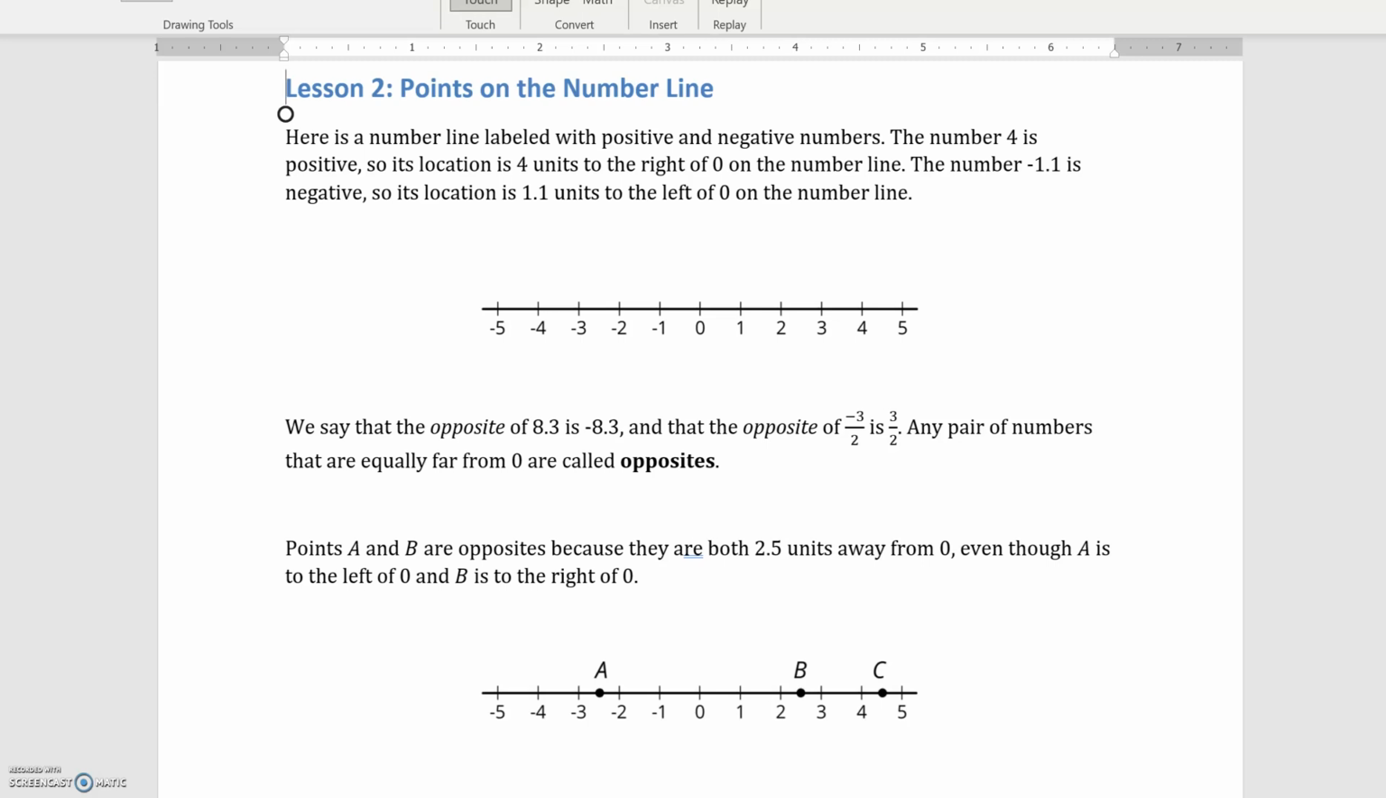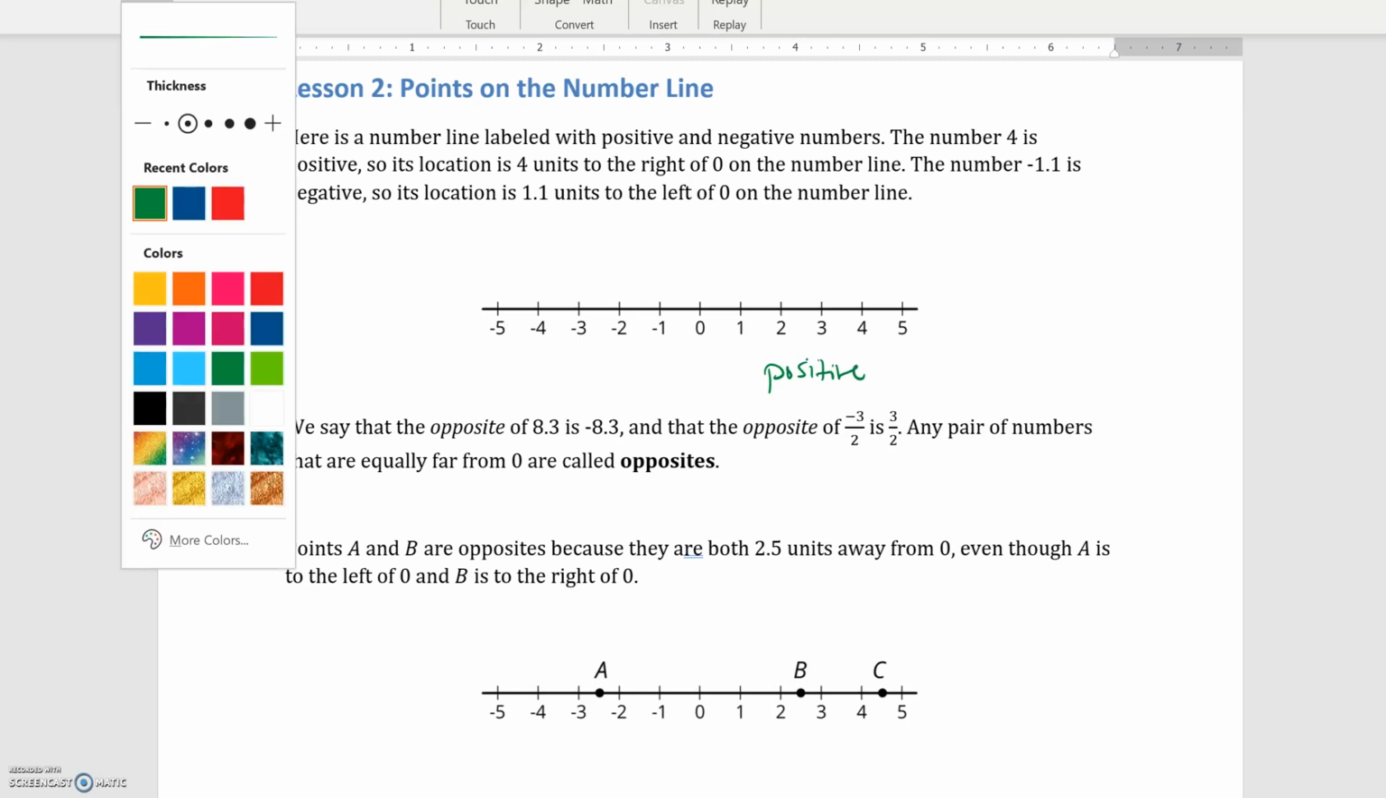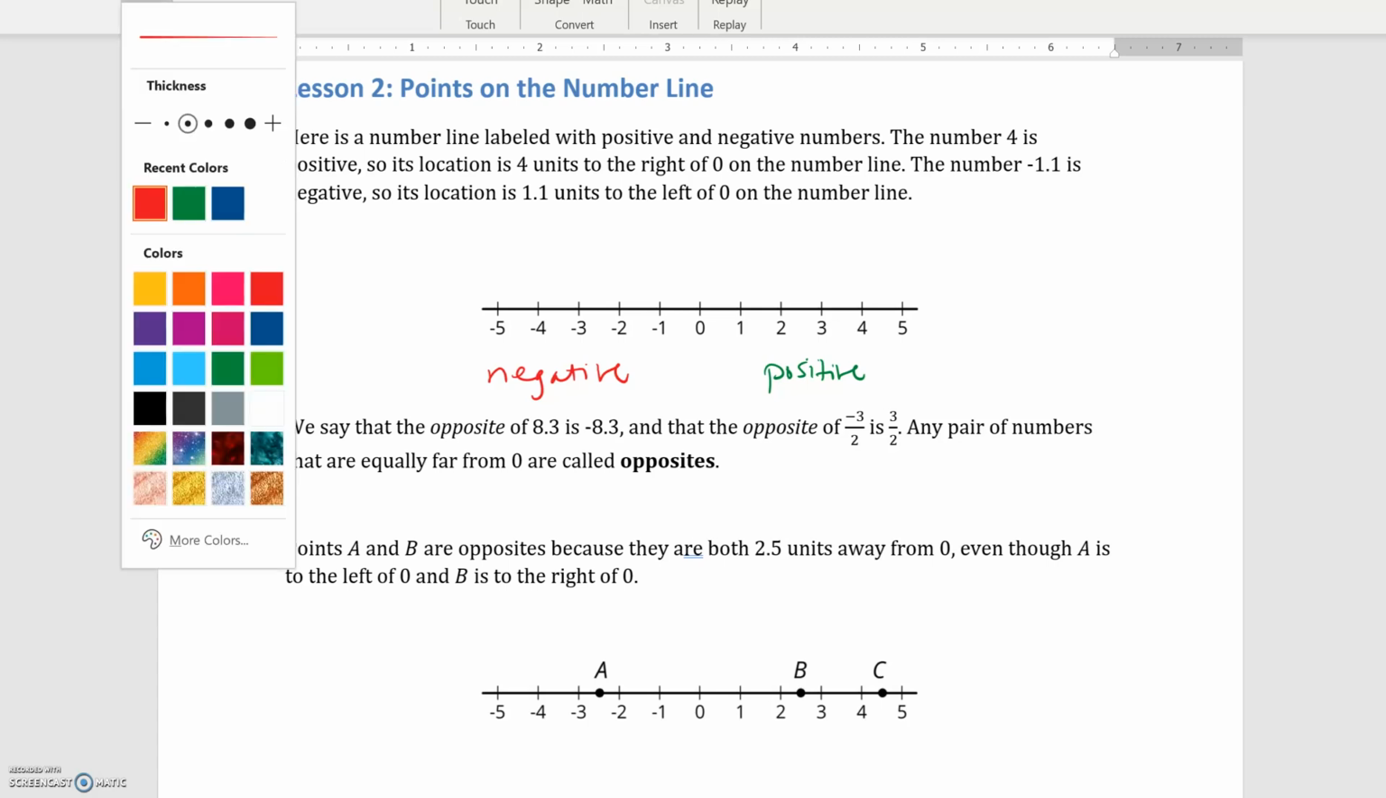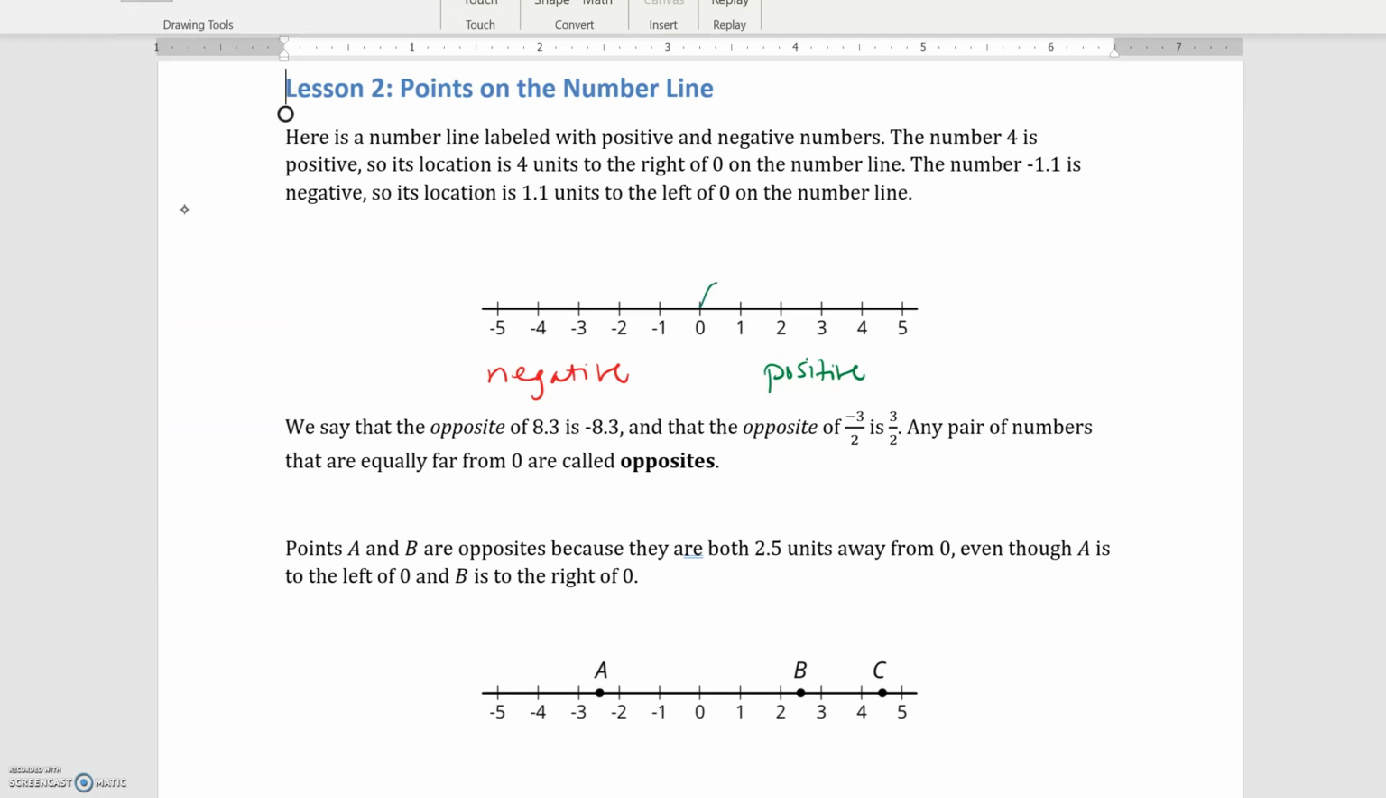So here is a number line below and it is labeled with positive and negative numbers. As you can see here on the right, there are some positive numbers. And on the left, there are negative numbers. The number 4 is positive, so its location is 4 units to the right of 0 on the number line. So I'm going to label that. If I go from 0 and go right 4 units, I will get to a positive 4.